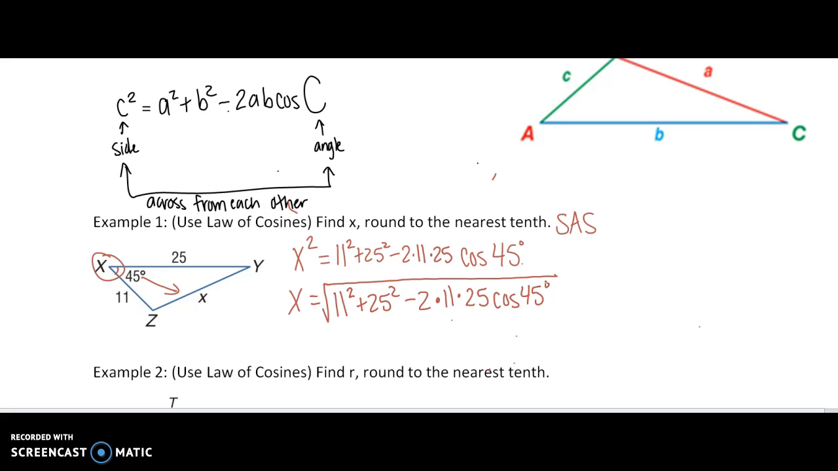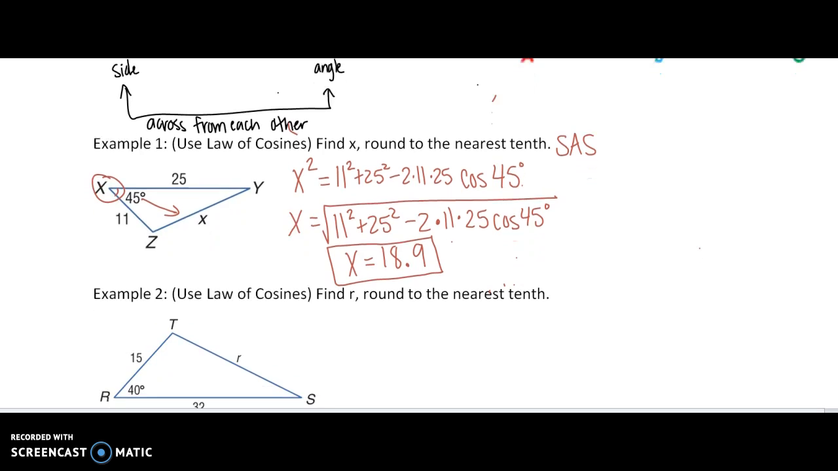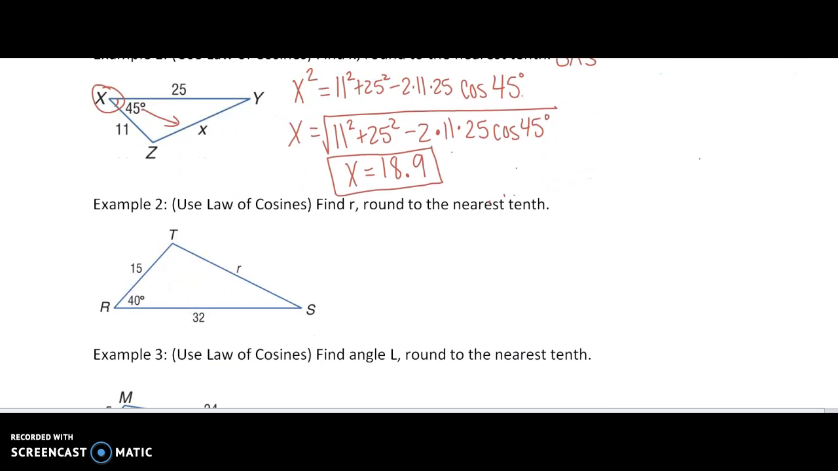When I type that in my calculator, I should get x equals 18.9. And that is the length of side x. Okay. So take a moment if you need to pause the video to type it in. I'm just going to keep going here to make sure I get the other two examples in. But pause it if you need to type it in. Check to see if you get 18.9. Good to practice that.